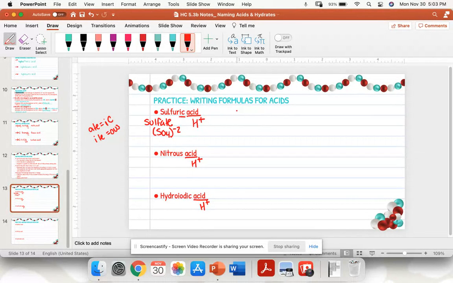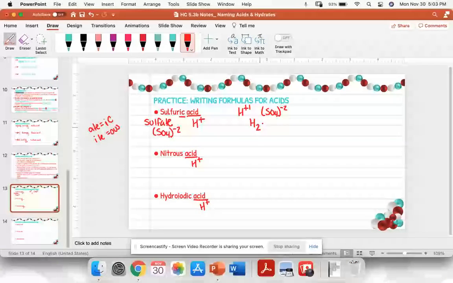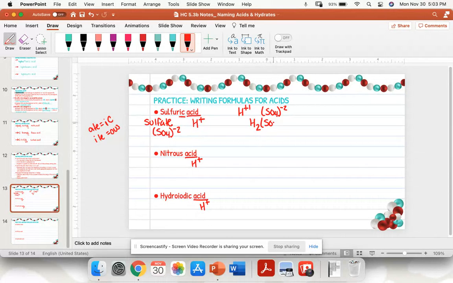So I'm going to take these back over here because H is first, or hydrogen's first. And then we have SO4 minus 2. And then just like the other elements or compounds that we were working with earlier in this section, you cross the charges. Remember, the 2 goes down here and the 1 goes down here. So this is H2SO4.